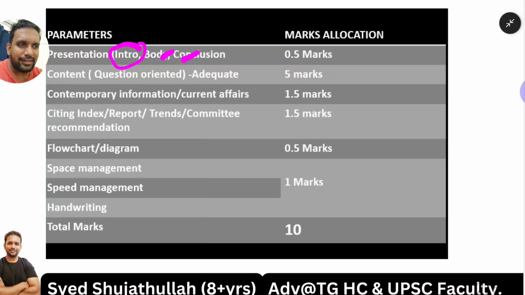So whenever you are writing the answer, make sure that you present an introduction, a body of the answer, and also a conclusion to it. That carries 0.5 marks. Just imagine you are an invigilator and 2 students have written the answer.